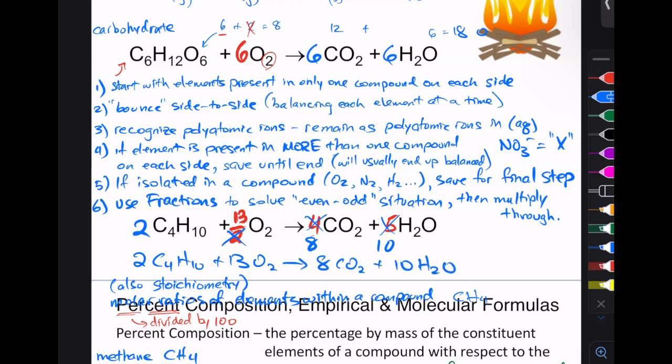And now if you count these up, you'll see 2 times 4 is 8 carbons on the left, and we have 8 carbons here on the right. 2 times 10, that gives us 20 hydrogens on the left, and we have 10 times 2, that's 20 hydrogens on the right. And oxygens, 13 times 2 is 26 on the left, and here we have 8 times 2 is 16 plus 10, that's 26. So it's balanced.